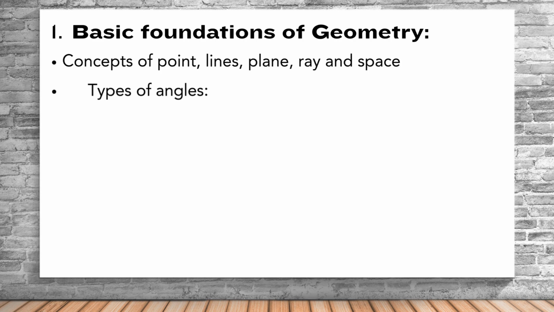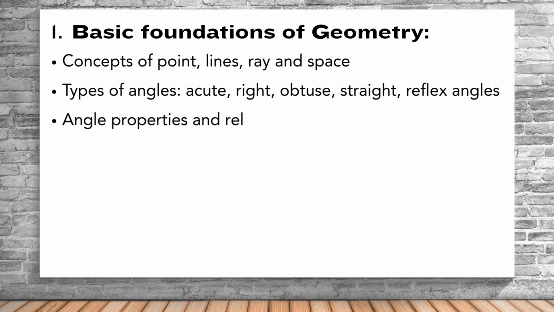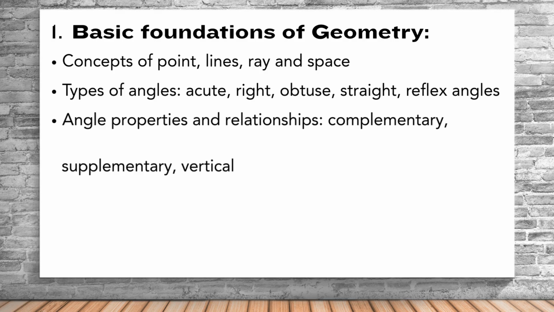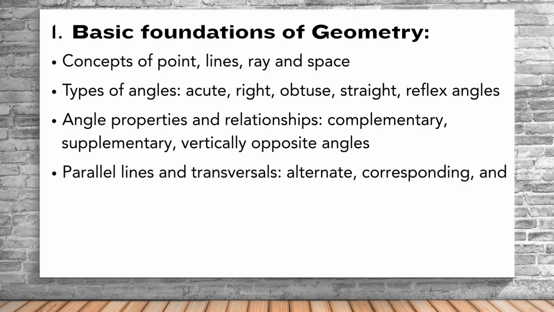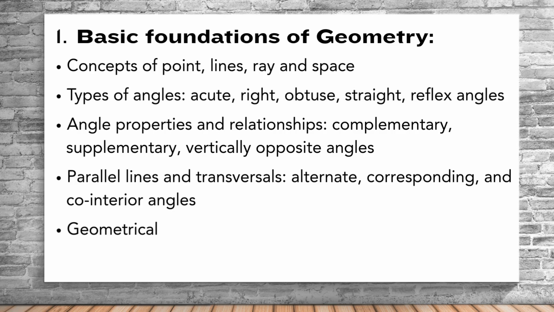Next, types of angles: acute, right, obtuse, straight and reflex angles. Next, angle properties and relationships: complementary, supplementary, vertically opposite angle. Next, parallel lines and transversals. These include alternate, corresponding and cointerior angles. Next, geometrical instruments and accurate constructions.